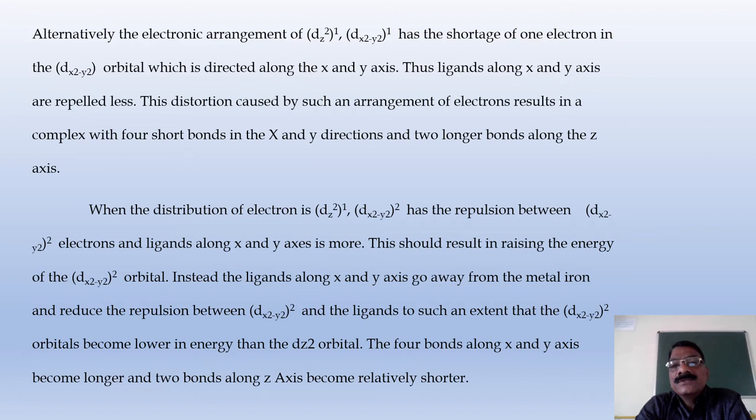When the distribution of electrons is dz square 1, dx square minus y square 2, the repulsion between the dx square minus y square 2 electrons and ligands along the x and y axis is more. This should result in raising of the energy of the dx square minus y square orbital. Instead, the ligands along the x and y axis go away from the metal ion and reduce the repulsion between dx square minus y square and the ligand to such an extent that the dx square minus y square orbital becomes lower in energy than the dz square orbital. The four bonds along the x and y axis become longer and two bonds along the z axis become relatively shorter.